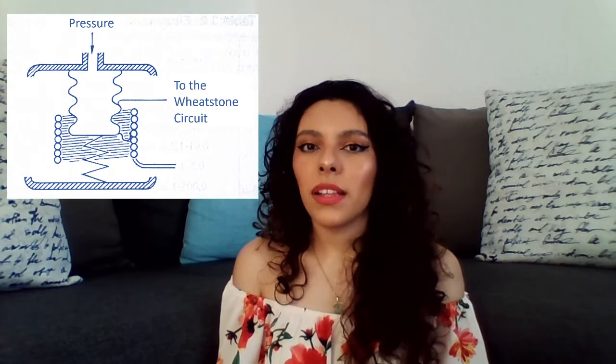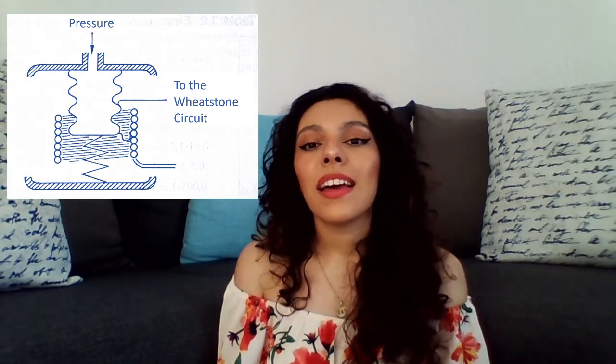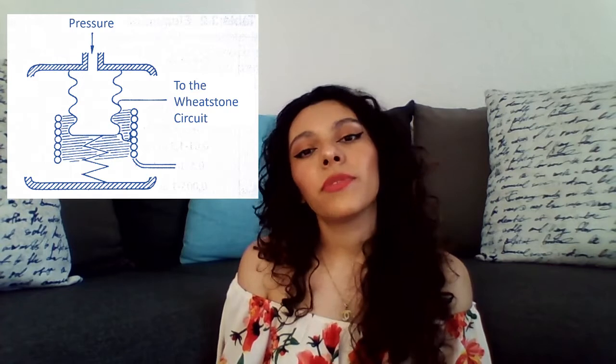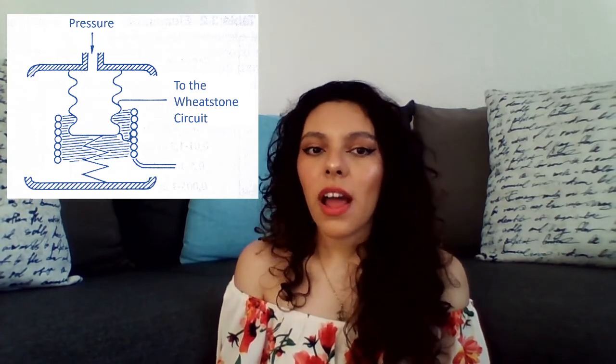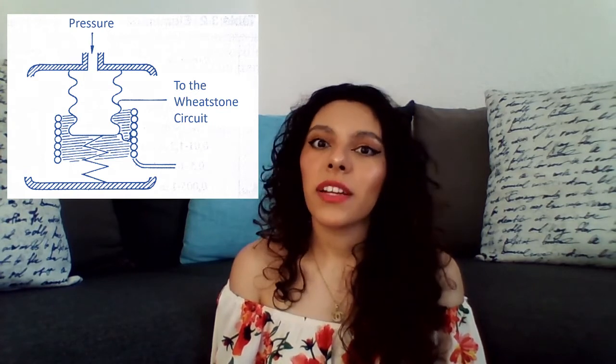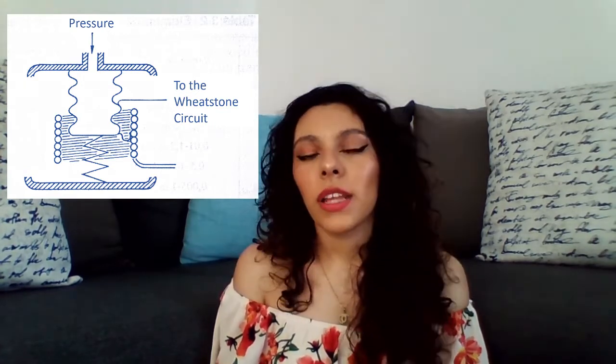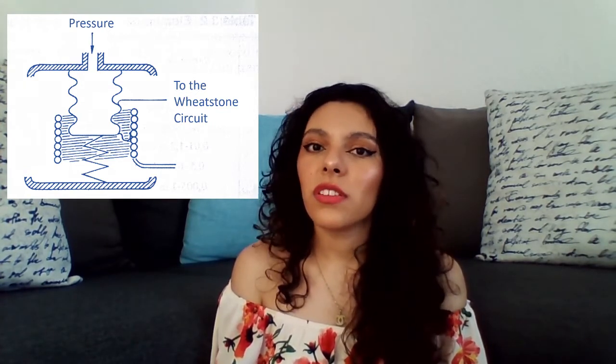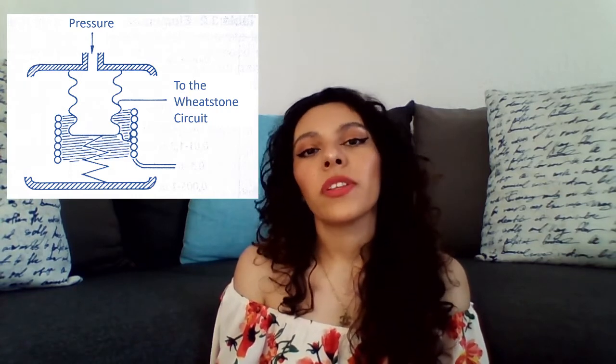The resistive elements consist of an elastic element that varies the ohmic resistance of a potentiometer as a function of the pressure. The movement caused by the pressure is transmitted to an isolated movable arm that is supported by the precision potentiometer, which is connected to a Wheatstone bridge.